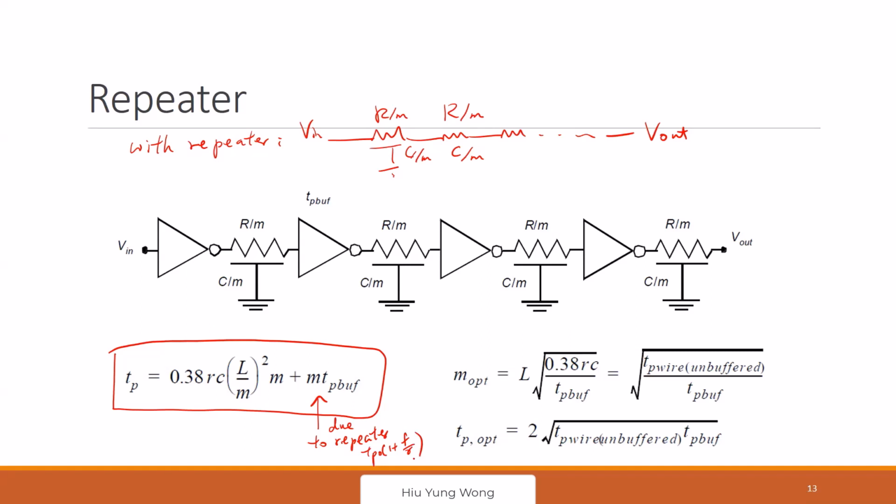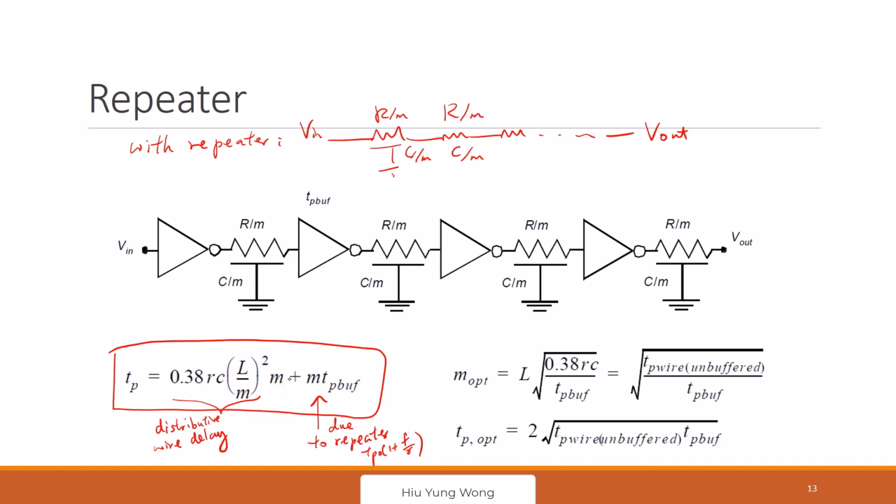Okay, and at the same time, you have this distributed wire delay, which we have learned earlier is 0.38 RC. RC is per unit length times, because each of them is L divided by N, so L squared, and then you have M of them, so times N.